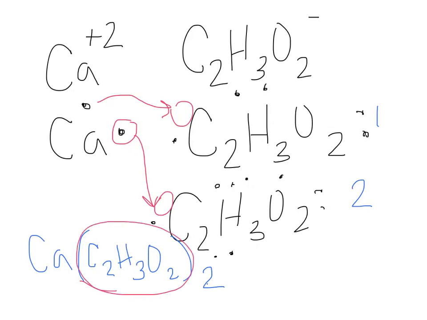This tells me that I have then 4 oxygen, 6 hydrogen, and 4 carbons because this applies to all that I have within my parentheses. To name this, I would write calcium acetate.